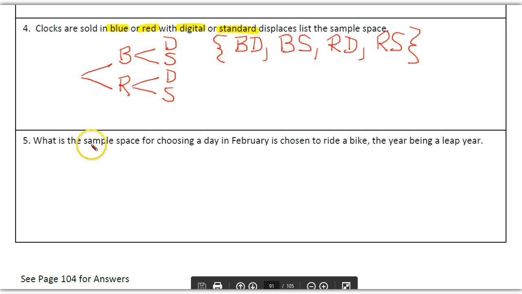For number 5, what is the sample space for choosing a day in February, and you want to ride a bike, and the year being a leap year? Well, in roster notation, there is no 0 here, so it'll be 1, 2, 3, and you can use your ellipsis, and in a leap year there's 29 days. So that would be the roster notation for that.